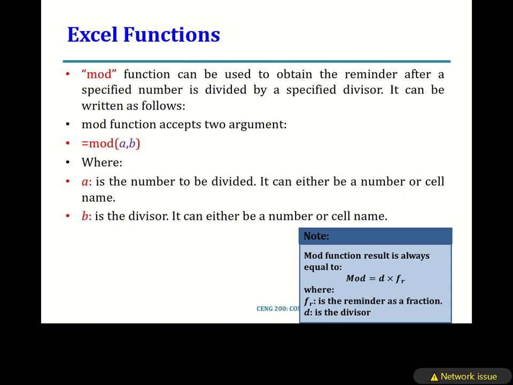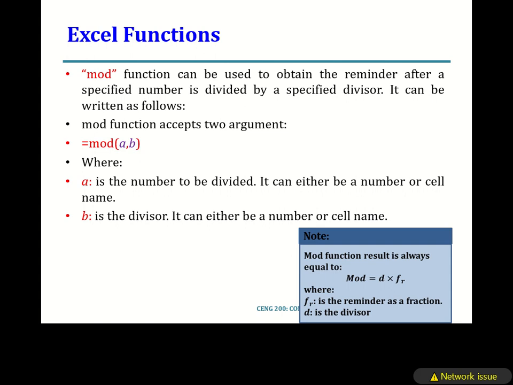So if I do 3/4, what's the answer? Tell me the answer. 3 divided by 4. What is the answer? 0.75. Okay, Excel will not give you 0.75. It will give you 0.75 into 4.